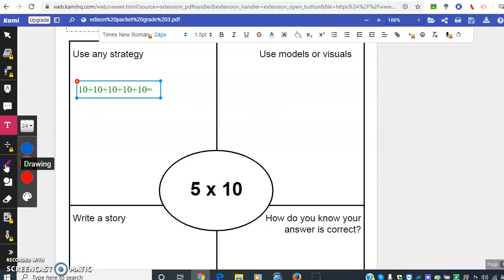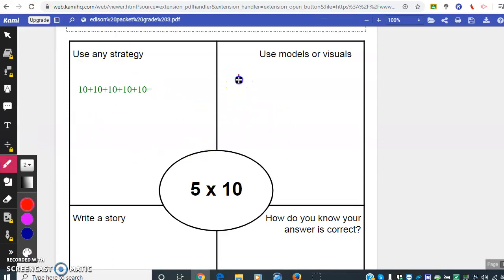So I'm going to come back in here and I'm going to draw a 10, 2 10s, 3 10s, 4 10s, 5 10s. Very impressed with how straight that one is. Look at that. Ooh, nice. And there I've got a model to show what 5 times 10 looks like. I've got 5 10s shown here.